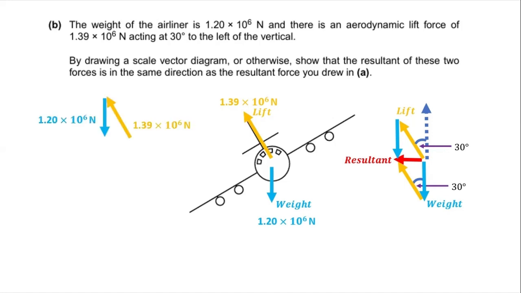So when we draw 1.39 × 10^6 Newton and 1.20 × 10^6 Newton according to the triangle method, the third side we can draw is the resultant. Right. So this is 30 degrees. So we use the cosine rule to find the resultant.